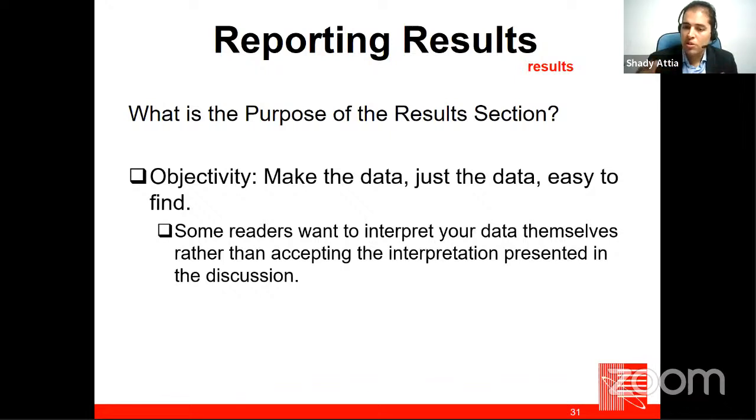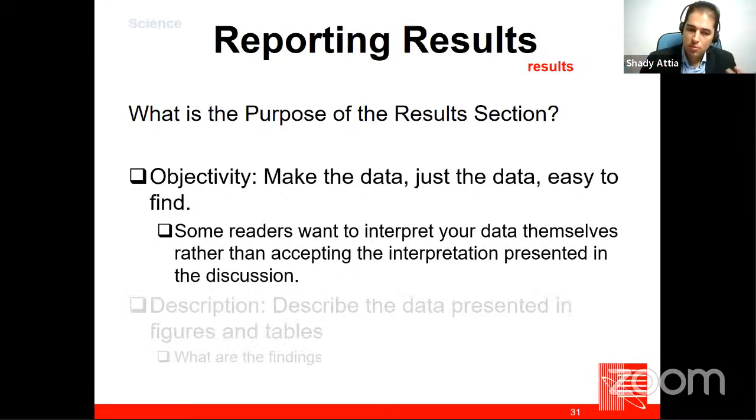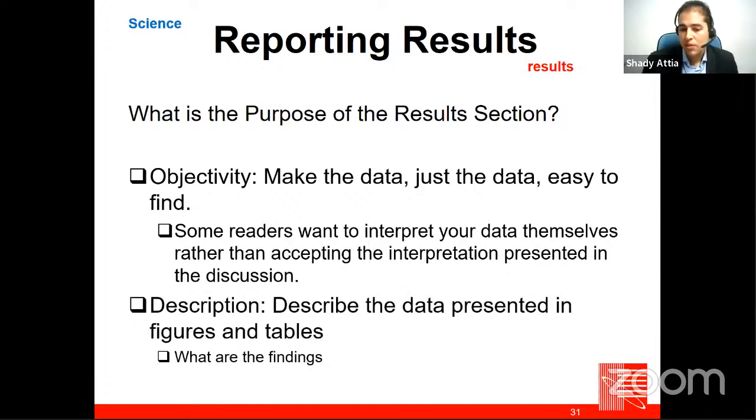Some readers want to interpret your data themselves rather than accepting the interpretation presented in the discussion. So distinguish between interpreting your work and presenting it in a raw or basic format by having a results section that is pure factual evidence, and in the discussion you start to put your own opinion and your interpretation, so that you describe the data simply in the figures and tables without explaining why or what implication this could have.